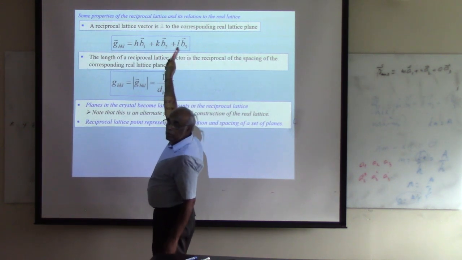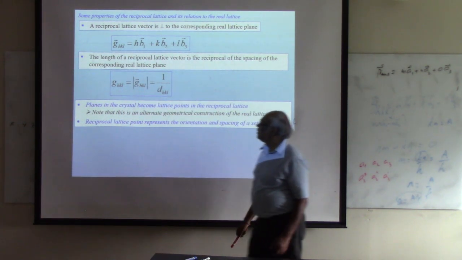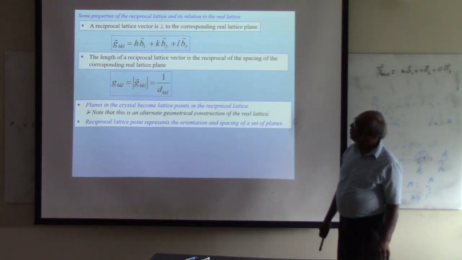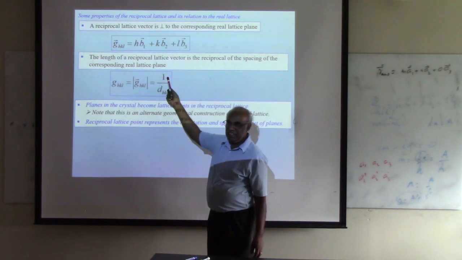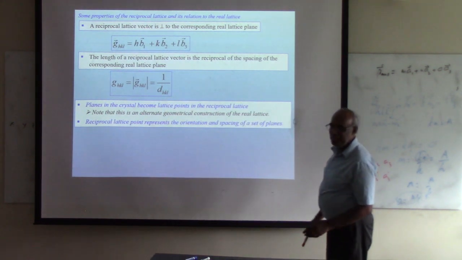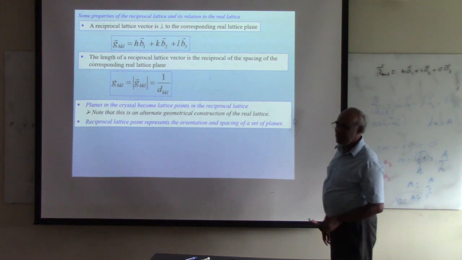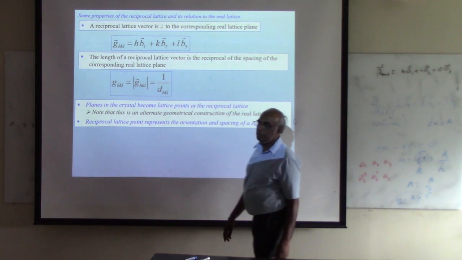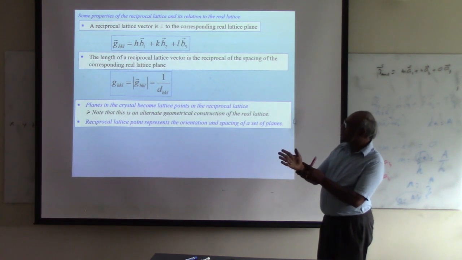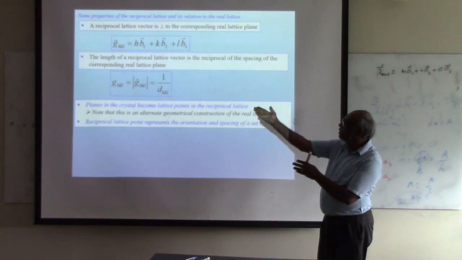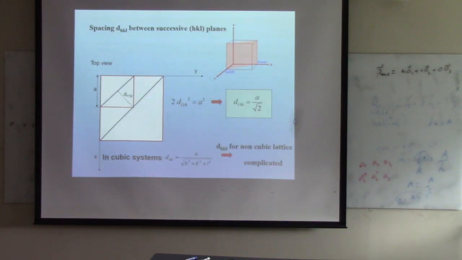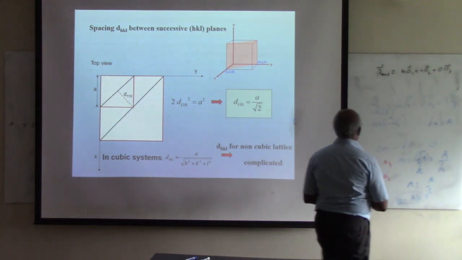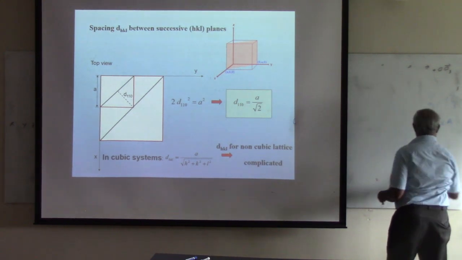This vector is normal to the HKL plane. This one, can you see something wrong here? GHKL vector, what is missing there? It should be 2 pi, right? Like I said, a lot of books also neglect that 2 pi. Ideally this should be 2 pi over DHKL. If you know your reciprocal lattice vector, the magnitude of that vector is basically the inverse of your spacing. Okay, so now, how do you calculate this vector directly? We will stop here.